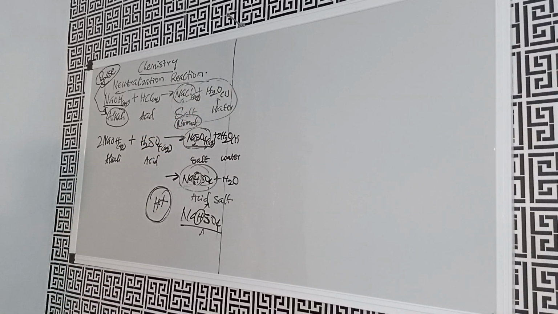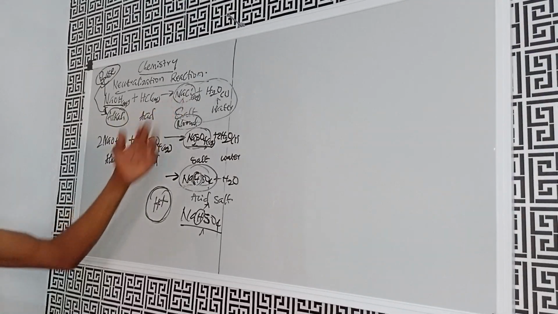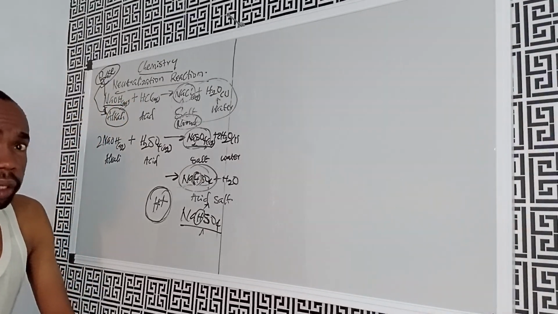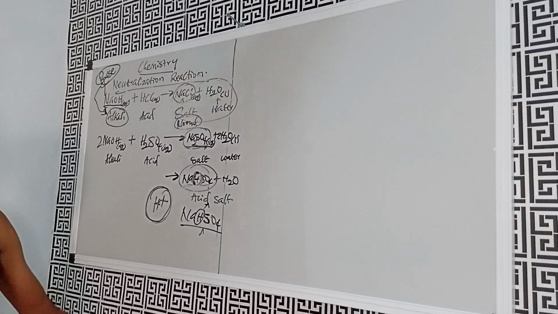Mostly what you should know is that the salt formed in neutralization reaction is always a normal salt. Why? Because the reaction comes to completion. Just like in your normal titration, if you titrate acid against base, you titrate it until you get to your end point. At that end point, all the acid must have neutralized all the base in your conical flask. So you cannot have acidic salt or basic salt. You have a normal salt.